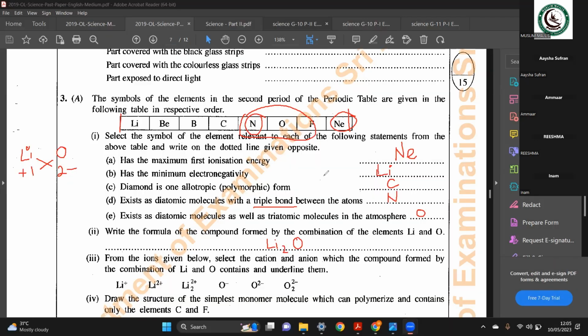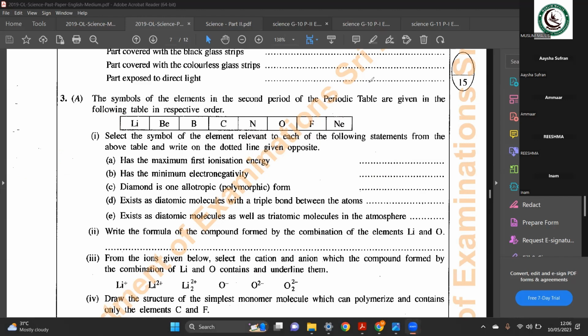All right, then from the ions given below, select the cation and anion forms. Obviously, lithium always forms lithium plus. Others are not an option. Oxygen always forms O-. The others are possible, but generally for lithium and oxygen to combine, this is what you will have. Okay, the others are not in your scope at the moment.